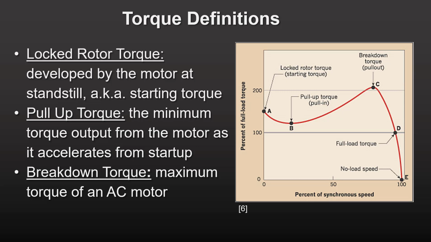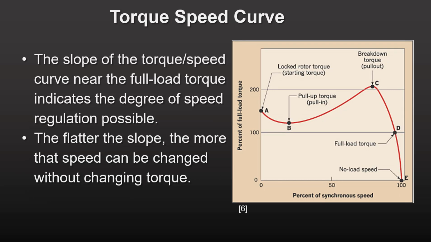Running an AC motor at the synchronous speed would produce little or no torque, which of course defeats the purpose of buying an AC motor in the first place. The slope of the torque speed curve near the full load torque indicates the degree of speed regulation possible. The flatter the slope, the more that speed can be changed without changing torque.